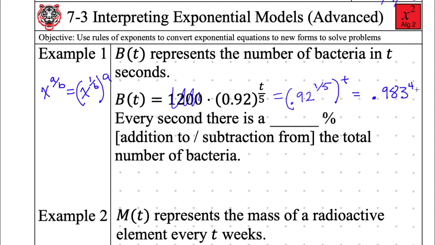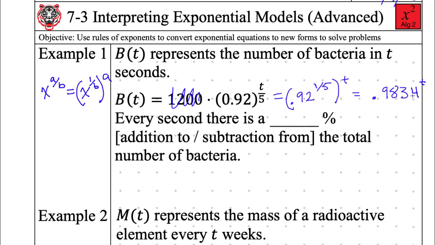9834 to the power of t. This rate is happening every second. It used to be every 5 seconds. Now it's happening every second because our denominator is 1. That's what we were looking for.